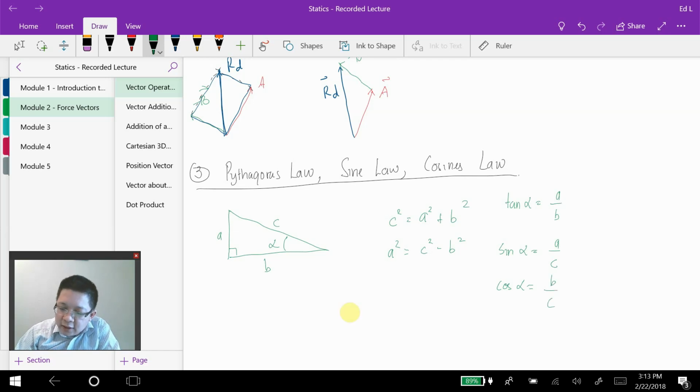So let's check it again. Tangent alpha is A divided by B. Sine alpha is A divided by C. Cosine alpha is B divided by C. So that's the Pythagoras law.